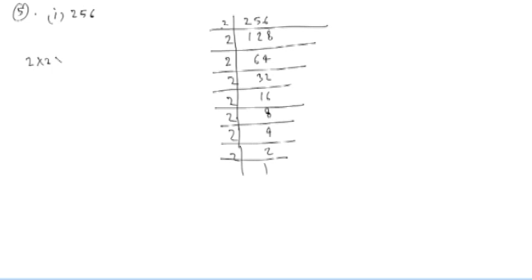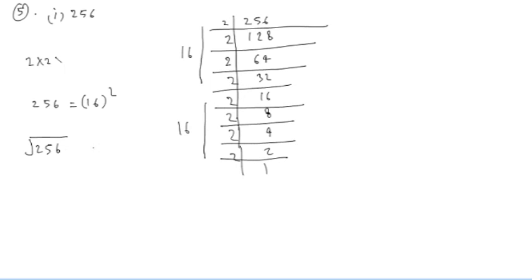Or we can write it in pairs. 1, 2, 3, 4 and 1, 2, 3, 4, means 2 to the 4, 4 to the 8, to the 16. 16 and 16. So 256 is the square of 16. So the square root of 256 will be 16 only.